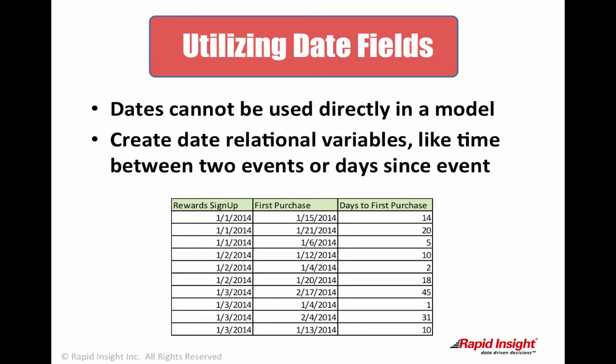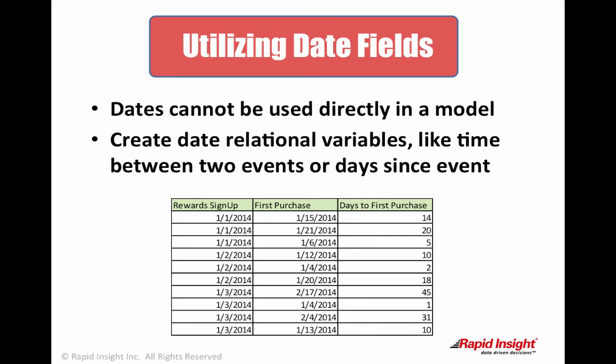Another example of a time you would create new variables is when you're utilizing date fields. So dates can't be directly used in a predictive model. Generally speaking, you'll want to create a relational variable that looks at different dates. So it calculates maybe the time between days or the days since a particular event. In that case, you're going to be creating a new variable.